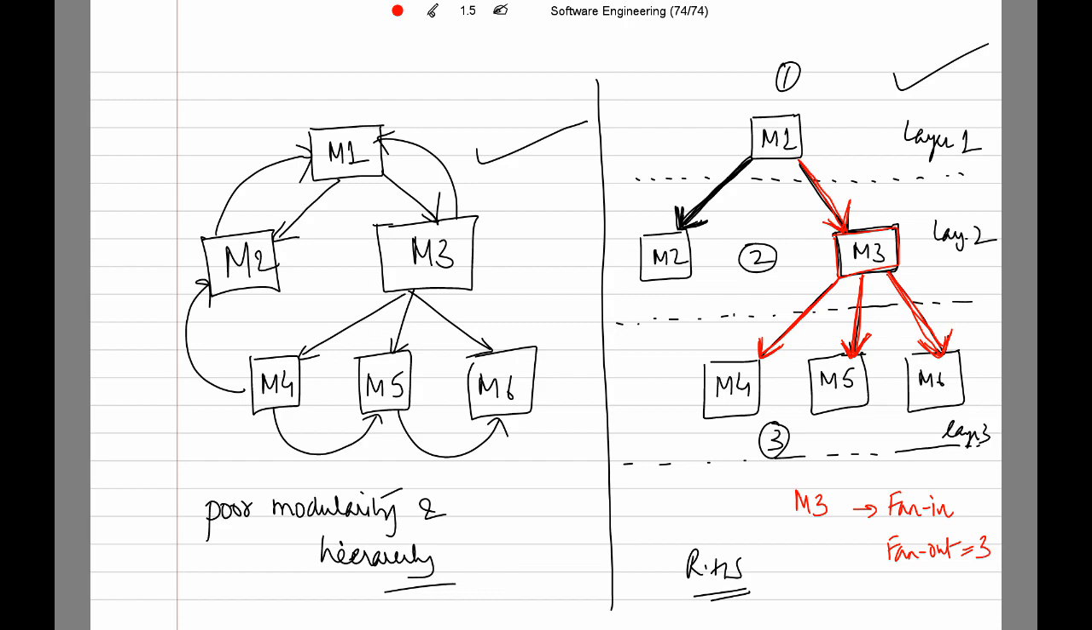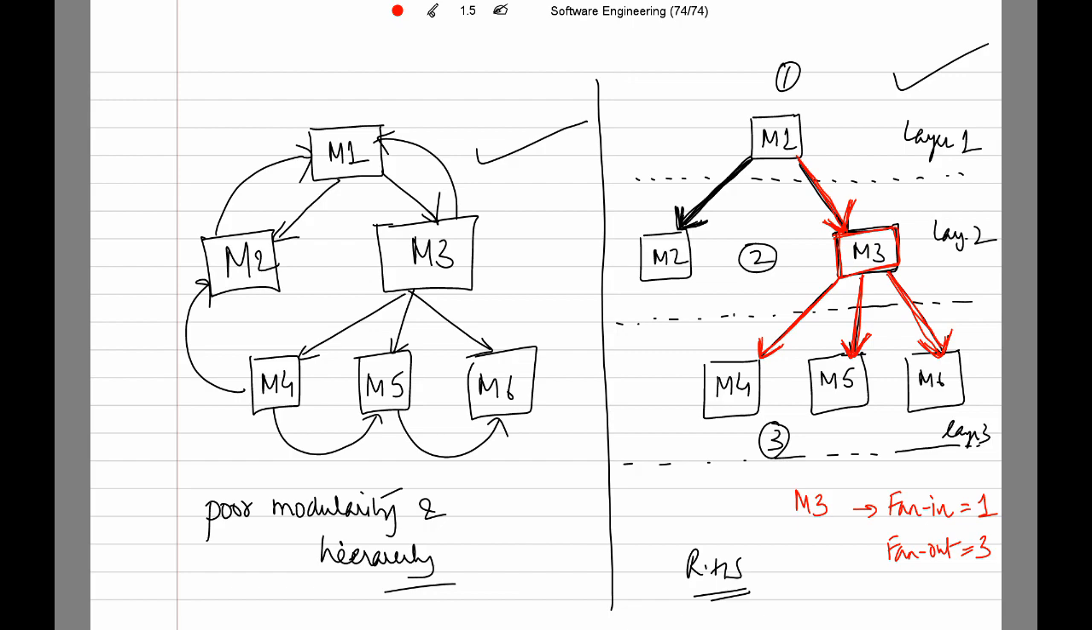Fan in indicates how many modules directly invoke a given module. That means M3 is invoked by how many modules? M3 is invoked by only one module, which is M1. So what is the fan in value for M3? Fan in value is 1. So a given module here, M3, how many modules invoke M3? There is only one module. So what is the fan in value of M3? The fan in value is 1.